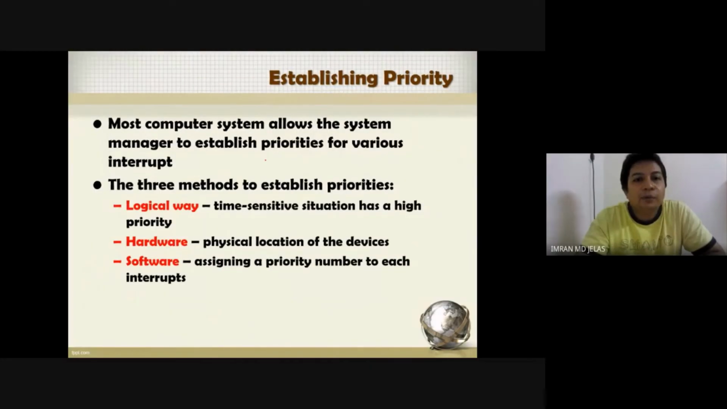Most computer systems allow the system manager to establish priority for various interrupts. So how do we know the interrupt priority? There are three methods to establish priority. The first way is the logical way: a time sensitive situation has a high priority. Then hardware, the physical location of the device, and software, assigning a priority number to each device. That means we assign it when we develop the program.